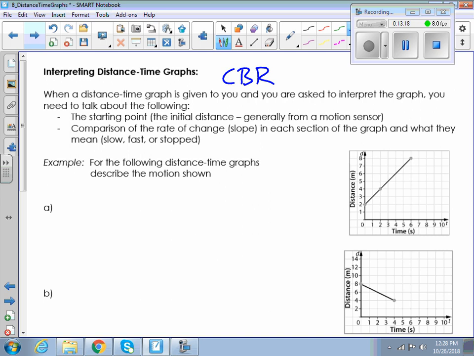Okay? This is the information that I need you to include whenever you are describing a motion. You're going to talk about your starting point. So where are we starting? You need to tell the direction that you are going. Okay, so are you going away or are you going toward? That needs to be included. And also the rate that you're going, the speed. How can I find the speed?